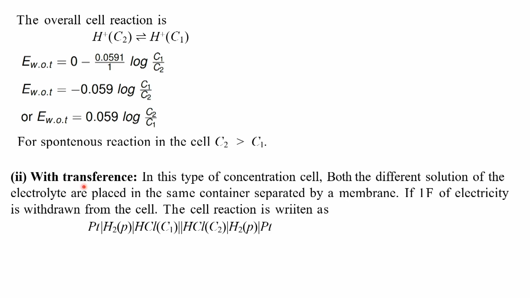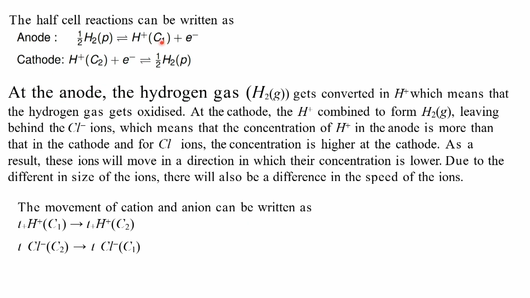Now, with transference. In this type of concentration cell, the two different solutions of the electrolyte are placed in the same container, separated by a membrane. If 1 Faraday of electricity is withdrawn, the cell is written as platinum, H2 at pressure P, then HCl C1, HCl C2, H2 at P and platinum. The overall cell reaction again here: at the anode, half H2 gives H plus at concentration C1, and at the cathode, H plus at concentration C2 takes up 1 electron and gives half H2.